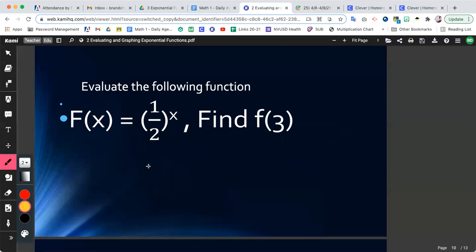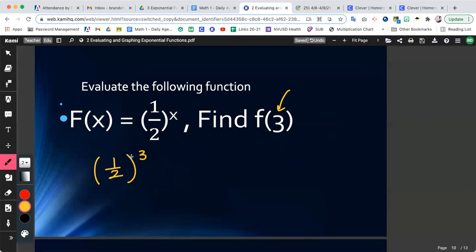Now we have a fraction. Now, a lot of students look at this, they see a fraction and they think, oh no, I don't know how to work with fractions, but really not that bad. Okay, so we're going to keep the 1/2 in parentheses. And then instead of x, I'm replacing that with the 3.